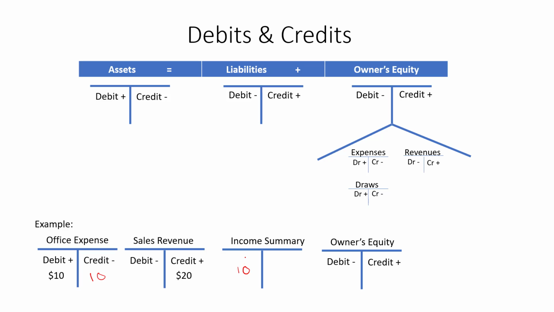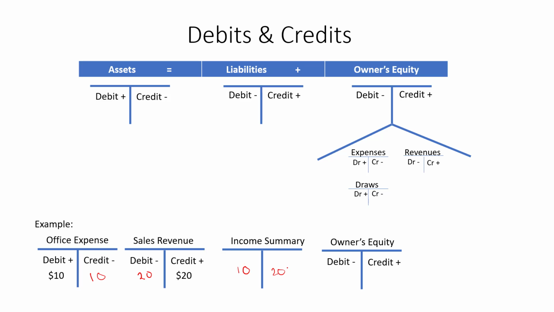So we closed out our expense account. Now we need to close out our revenue account. Since we have a credit balance of $20, we need to debit it for $20 to get it to zero. And since debits always must equal credits, since we have a debit for $20, we need to credit our income summary account for $20. Now that we've closed out our revenue and expense accounts, we need to close the circle and close the income summary account to our owner's equity account.